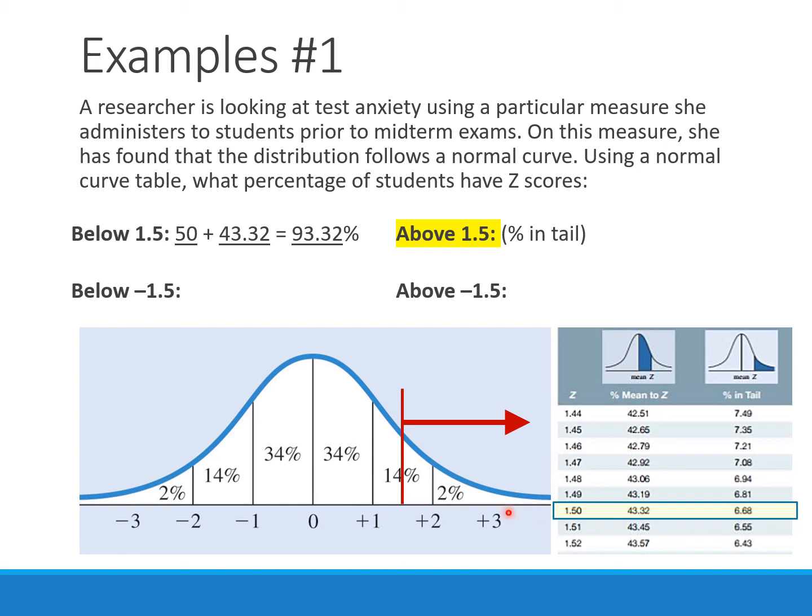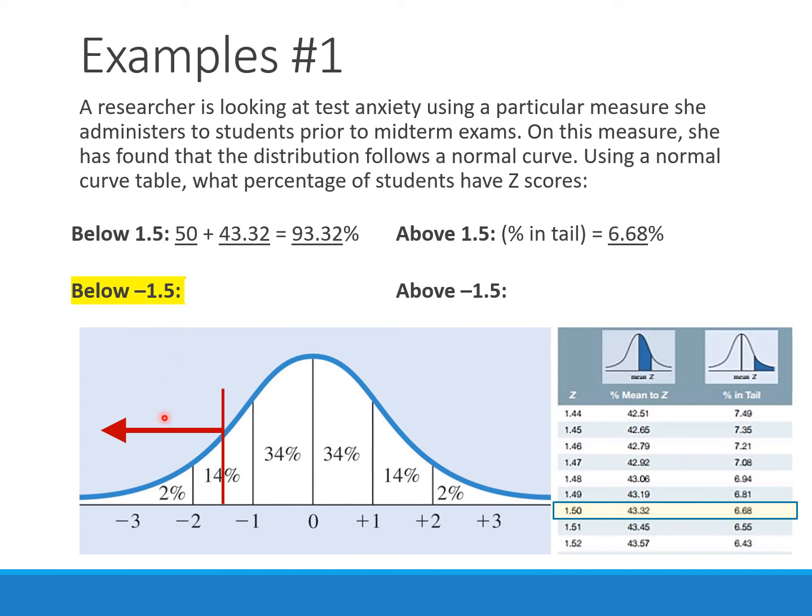Notice that above 1.5 is in the tail. So we're going to look at this number over here. That number is 6.68. Simple. 6.68% of our students scored above a z-score of 1.5.